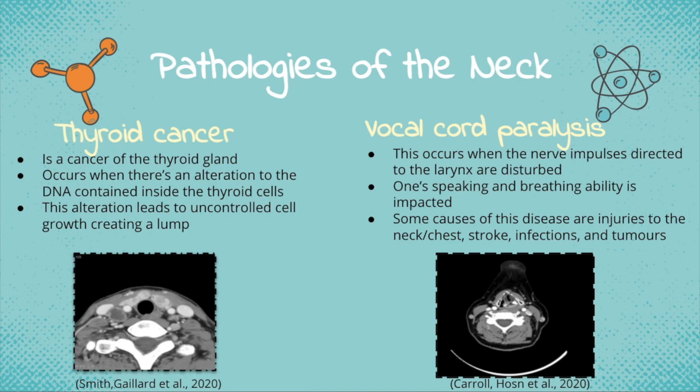Vocal cord paralysis occurs when the nerve impulses directed to the larynx are disturbed. Vocal cord paralysis impacts one's speaking and breathing ability. Some causes of this disease are injuries to the neck and chest, stroke, infections, and tumors. Some common symptoms are noisy breathing, hoarseness, loss of vocal pitch, loss of gag reflex, and ineffective coughing. Having a chest or throat surgery and a specific neurological condition such as Parkinson's disease all increase one's risk of developing this disease.